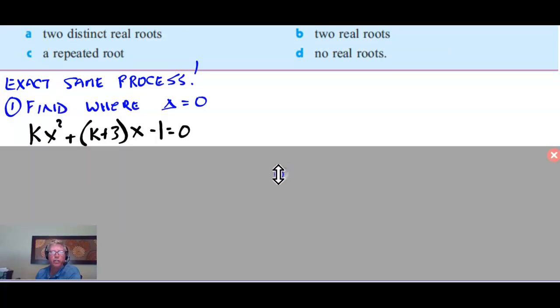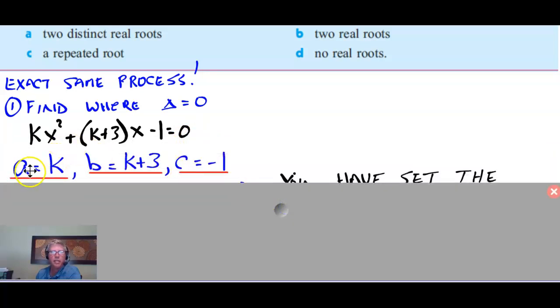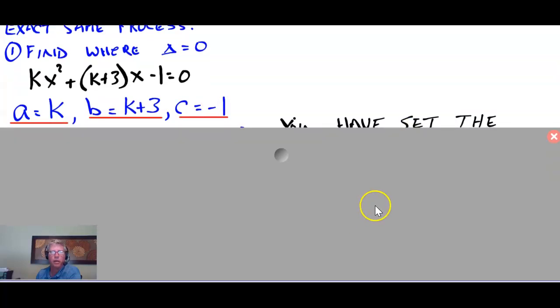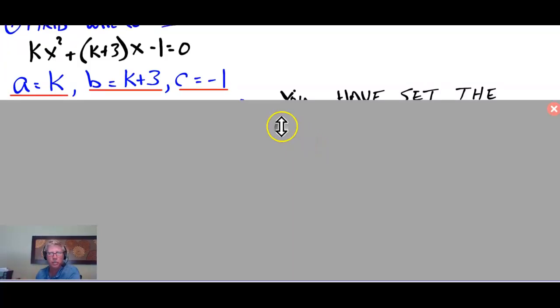First thing you want to do is make sure it's equal to 0. Identify your a, b, and c. My a is everything in front of x squared, so that's k. My b is everything in front of the x, k plus 3. And my c is any constant once it's equal to 0, so -1. All right. First step is to set the discriminant equal to 0 and solve for values to make the discriminant equal to 0.